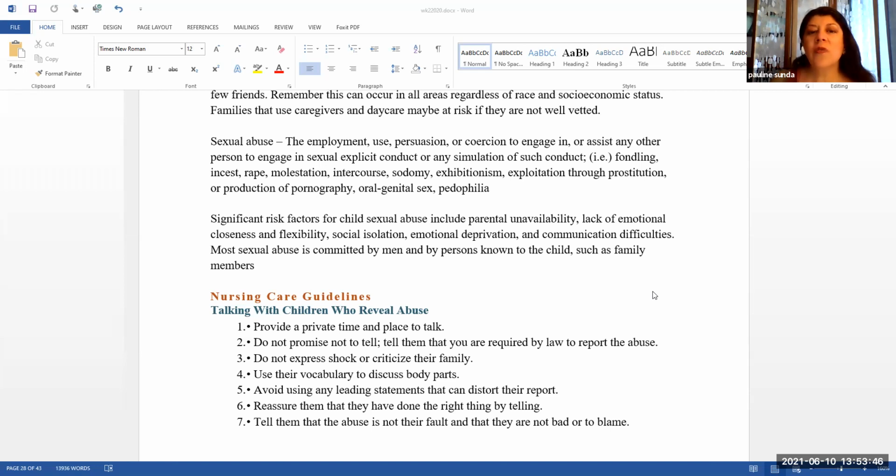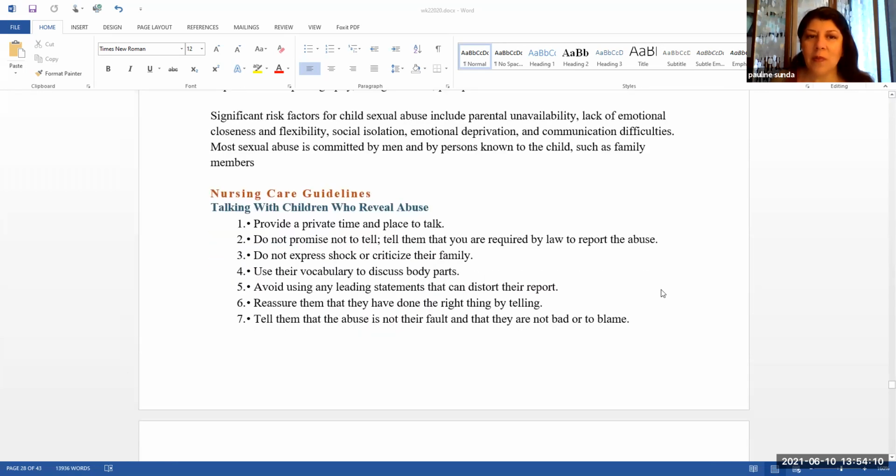Significant risk factors for child abuse include parental unavailability, lack of emotional closeness and flexibility, social isolation, emotional deprivation, and communication difficulties. Unfortunately, most sexual abuse is committed by men and by persons known to the child, such as family members.